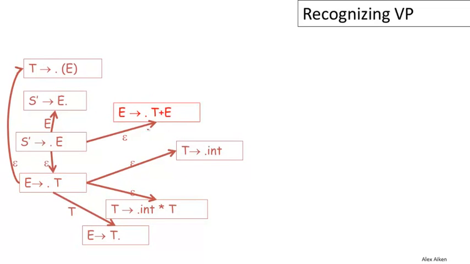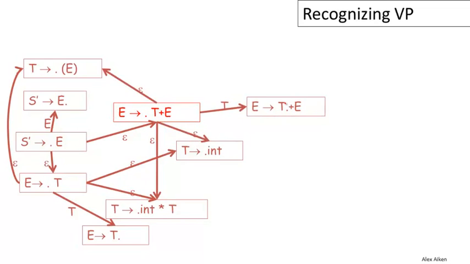Now let's shift our focus to this production. E goes to dot T plus E, this item. One possibility is that we see a T on the stack, in which case the dot just moves over. And the other possibility is that we see something derived from T, in which case we will go to one of the states that begins a T production.